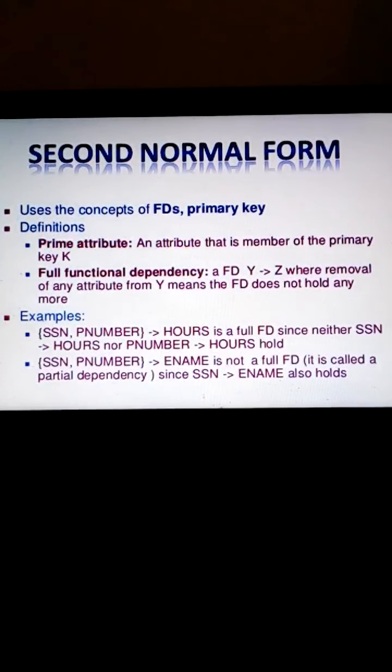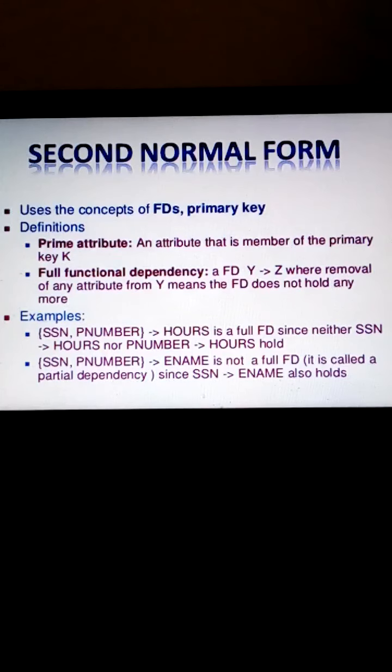Second normal form. The second normal form uses the concept of functional dependency that was not available in the first normal form. We have already discussed the concept of functional dependency. We have also already discussed the concept of primary key. So this second normal form is based on the concept of functional dependency and primary key. As per the definition, a prime attribute means an attribute that is a member of the primary key, which we have already discussed.